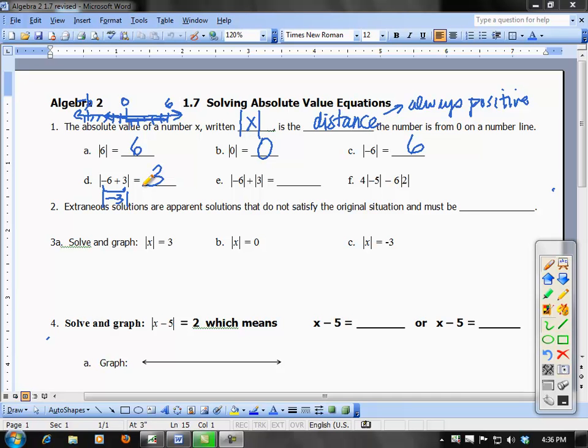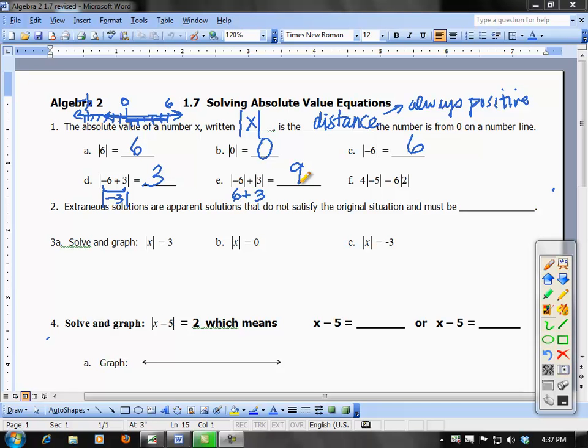If I look at E, negative 6 is 6 units away from 0. 3 is 3 units away from 0. And if I add those together, I get 9. Now you'll notice a difference. You do the absolute value signs once you've worked inside the absolute value.